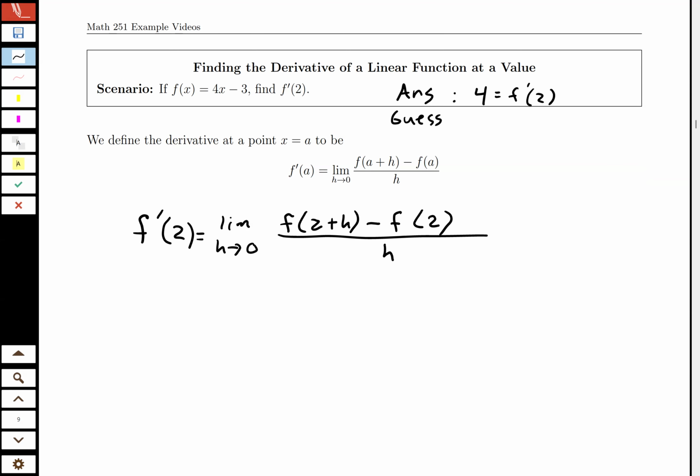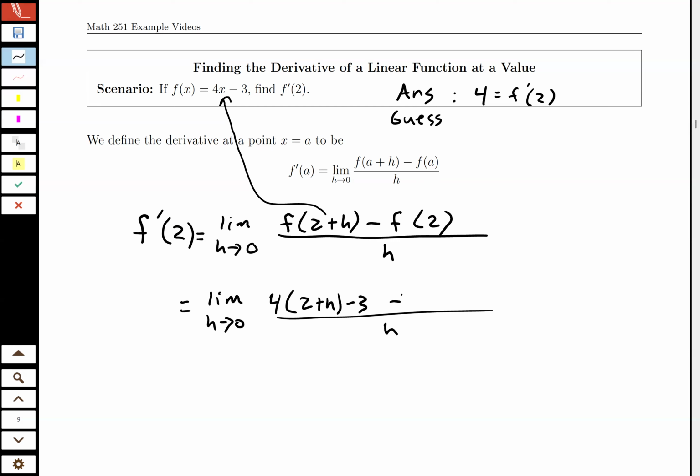To find f of 2 plus h, I go back to my starting function, f of x equals 4x minus 3, and I plug 2 plus h in for the input. So that's going to look like 4 parentheses 2 plus h, minus 3.